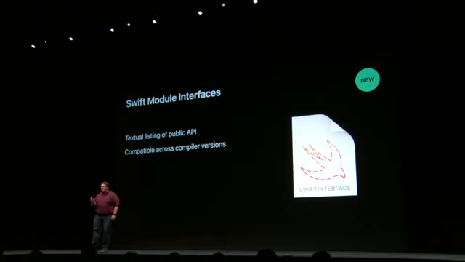And when you enable build libraries for distribution, you're telling the compiler to generate one of these stable interfaces whenever it builds your framework.